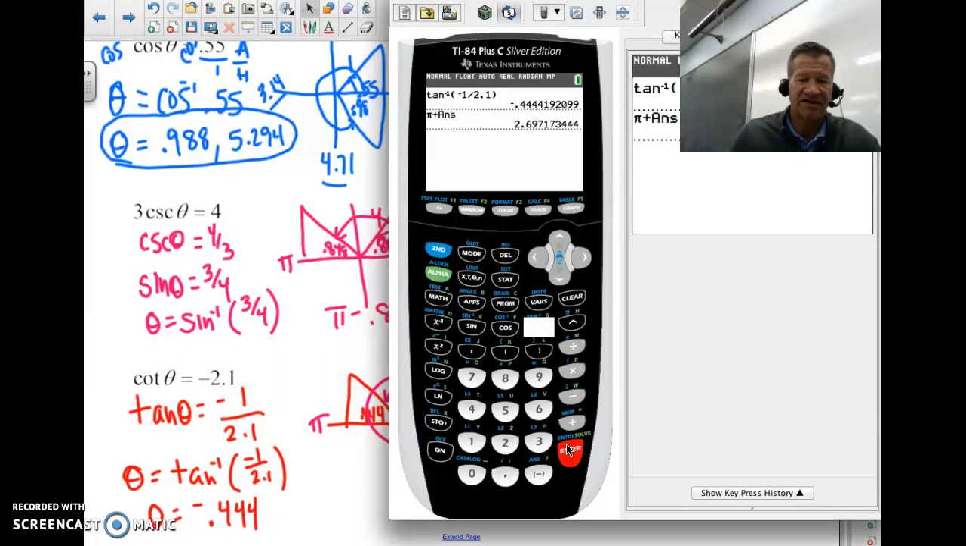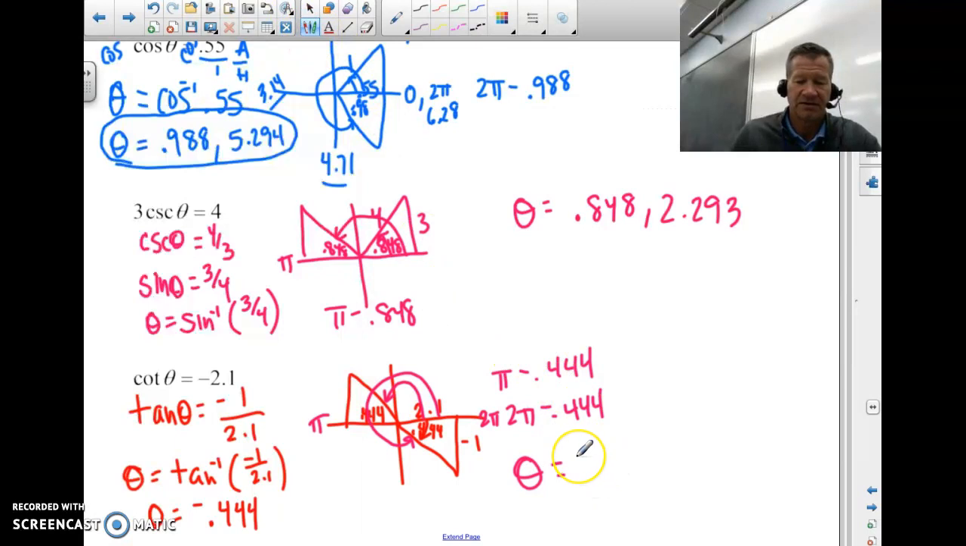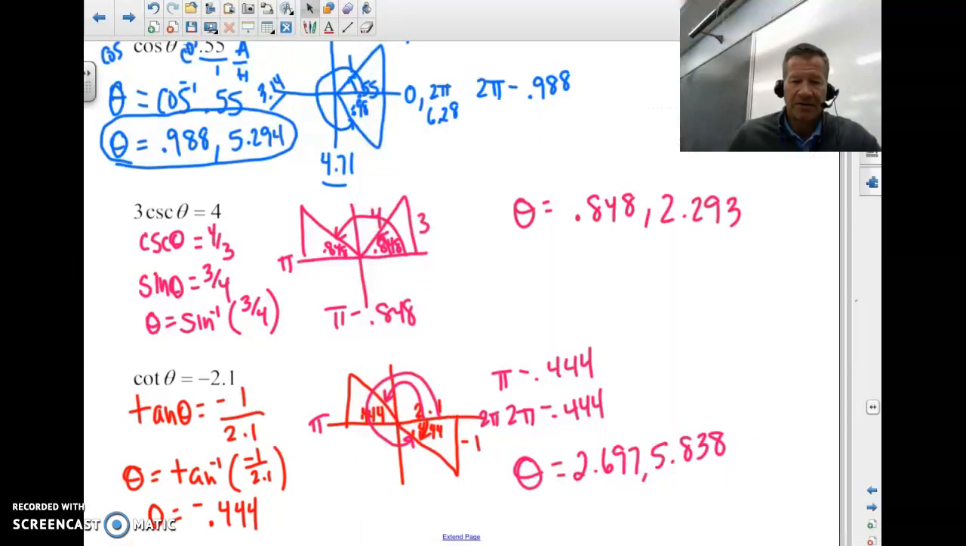And that would be 2.697. The other one, 2 pi minus 0.444. So 2 pi plus that. So I'm going to go 2 pi plus that, and that should be less than 2 pi, of course. 5.838. So 2.697 and 5.838. Did I get those right? Let me check one more time. Yep, I did.